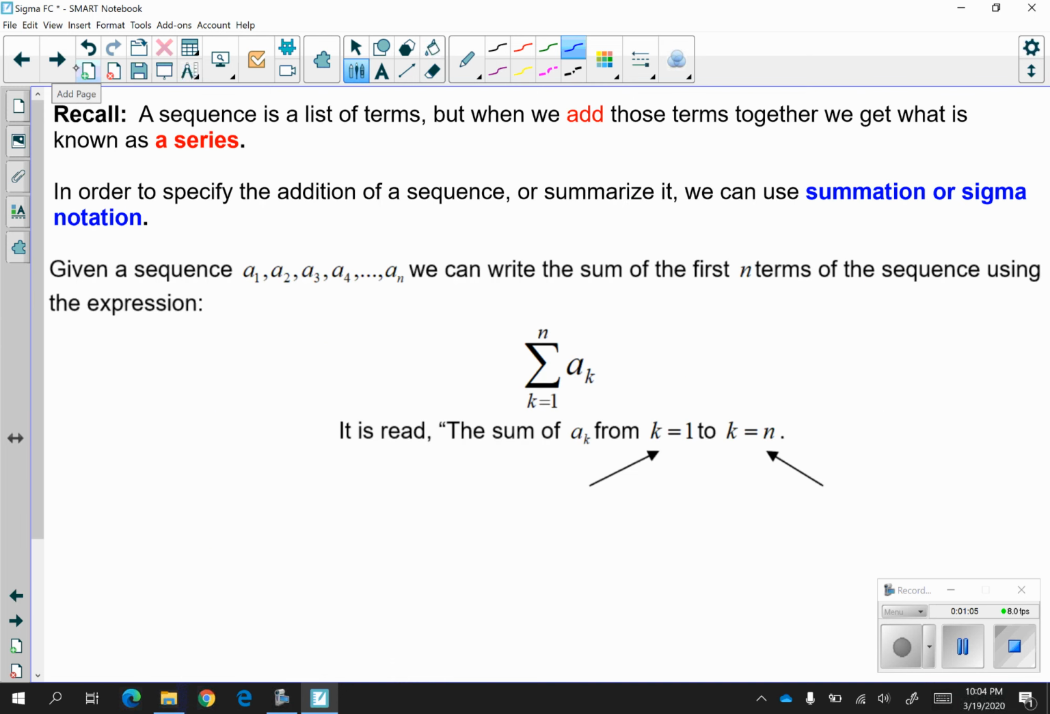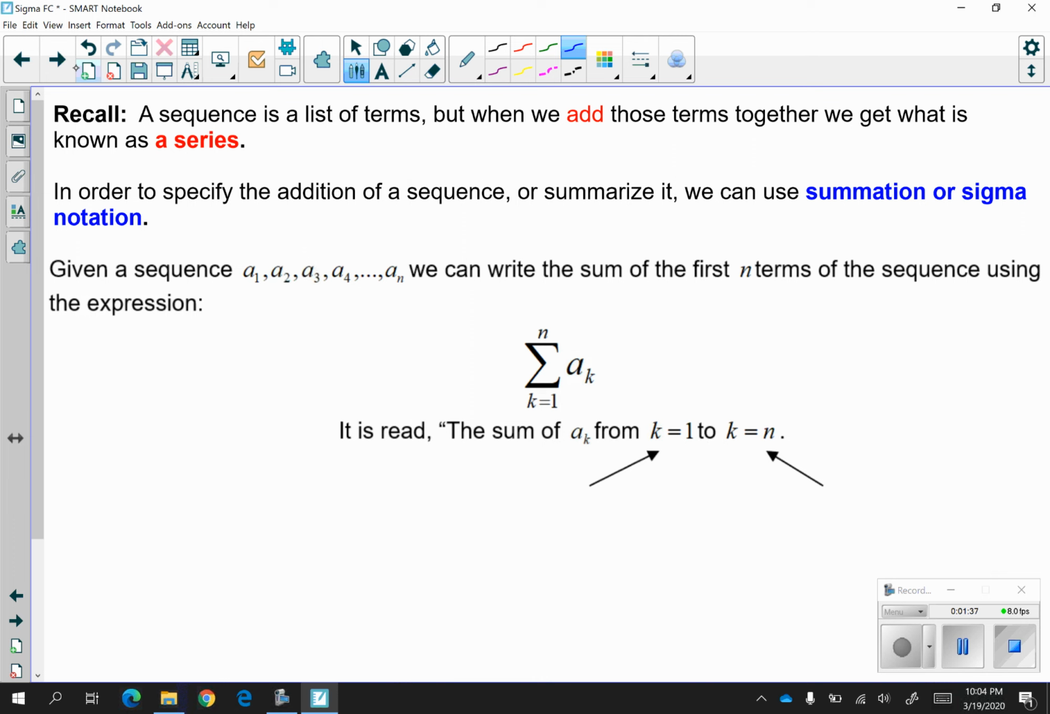So just remember that a sequence is a list of terms, but when we add those terms together, we get what is known as a series. Now, in order to specify the addition of a sequence, or summarize it instead of writing it all out, we can use summation or sigma notation. The geometric series formula is on your reference sheet, what we talked about in the other videos, but summation or sigma notation is what this video is discussing.